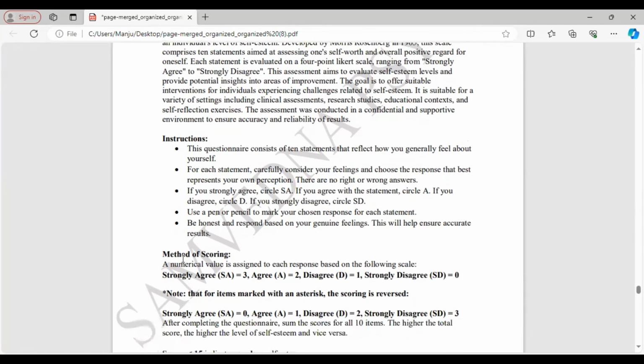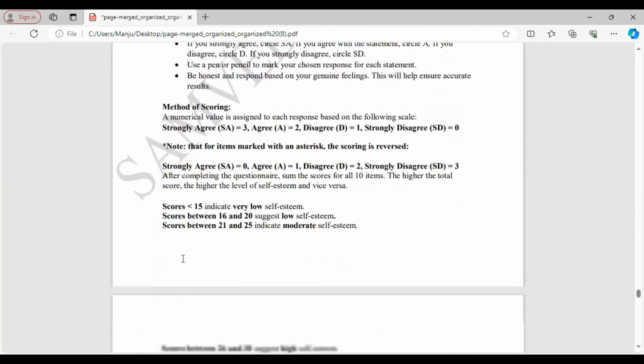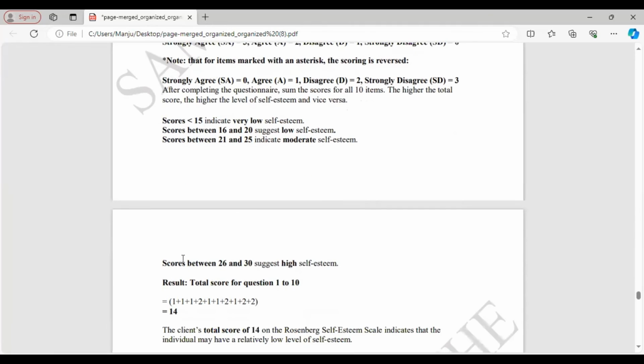Method of scoring we have already discussed. Now we will discuss how to interpret the scores. If the scores are less than 15, it indicates very low self-esteem. Between 16 and 20, low self-esteem. Between 21 and 25, moderate. And above 25, that is between 26 and 30, high self-esteem.